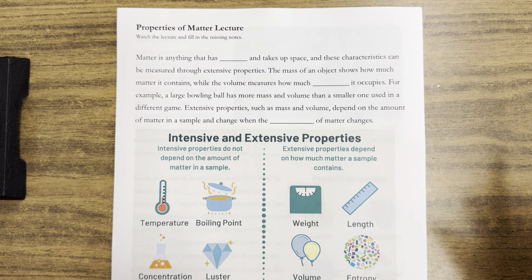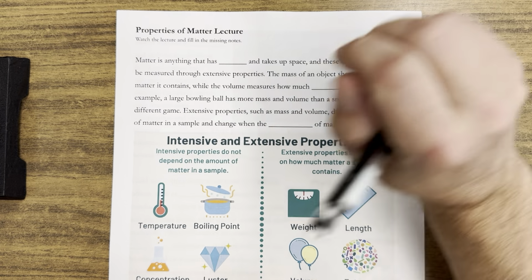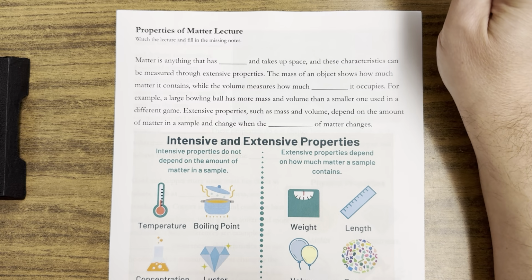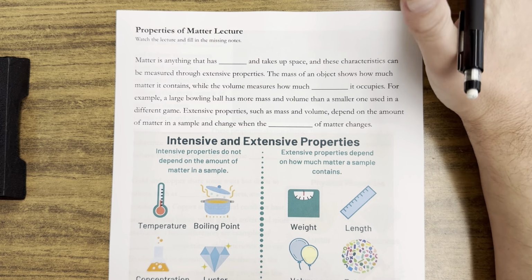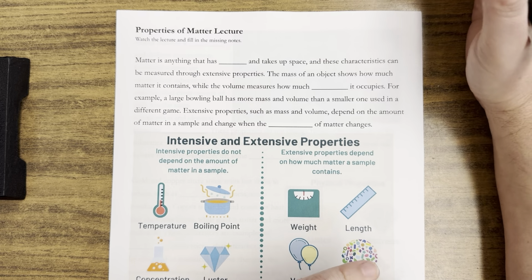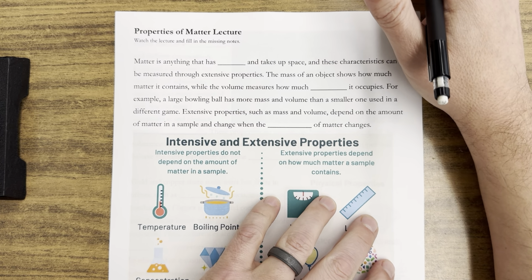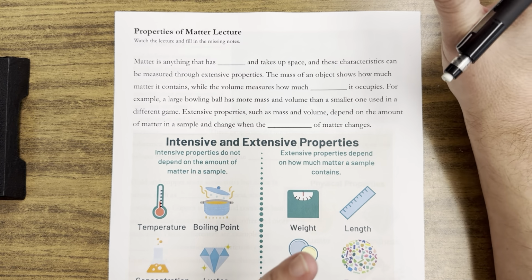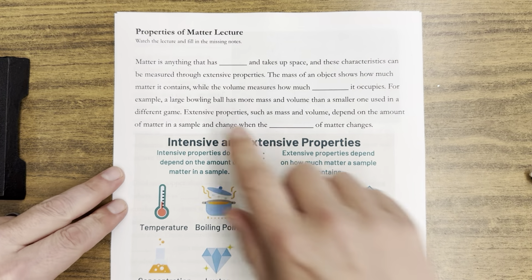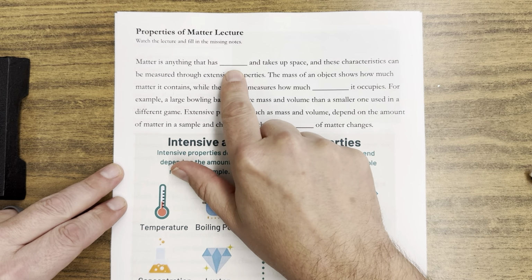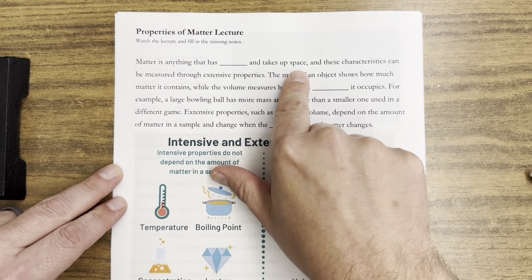Hello, today I'm going over properties of matter. So we're just looking at some basic stuff here as we introduce some ideas of chemistry. And so this is some different ways that we can describe matter or think about matter. Matter is anything that has mass and takes up space.